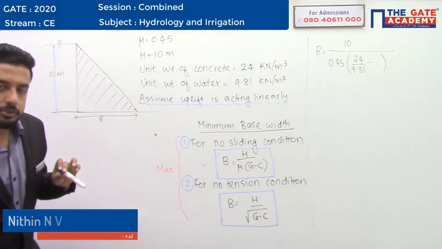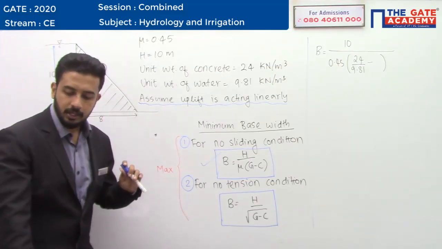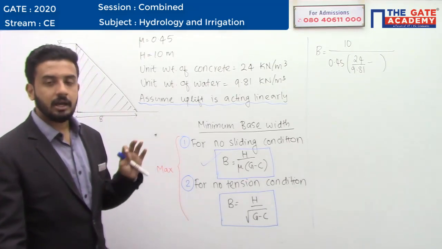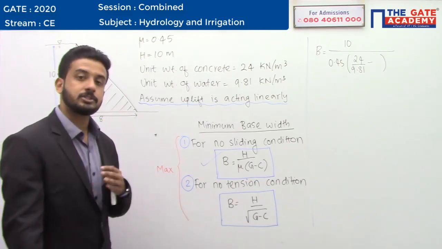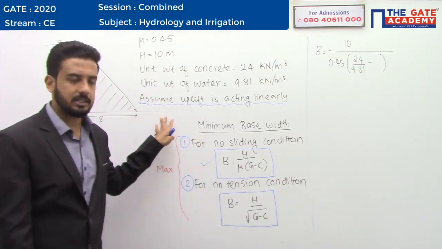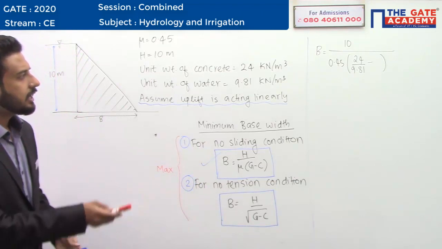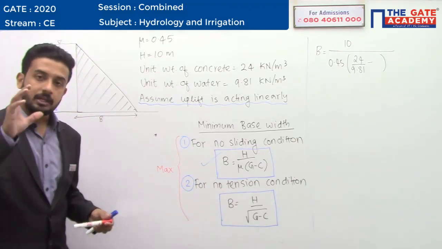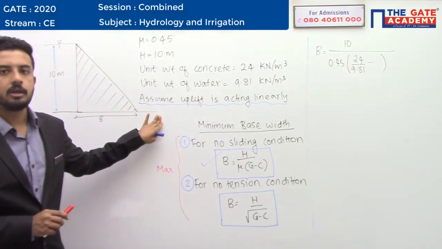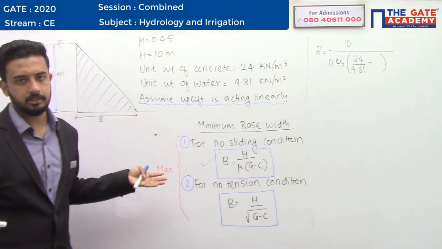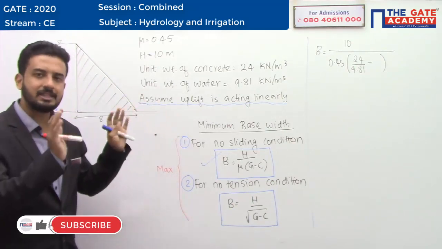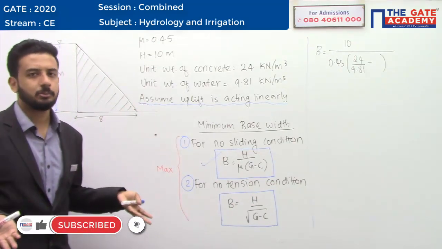I told you in the GATE booster sessions as well as in the live class, either they will mention uplift is neglected or uplift is not considered. Then I can put that uplift coefficient C, which is nothing but your uplift coefficient, equal to 0. But in case they particularly mention in the question that it is acting, we cannot neglect it. Once they tell us it is acting, assume that it is acting. Then I cannot assume it as 0.